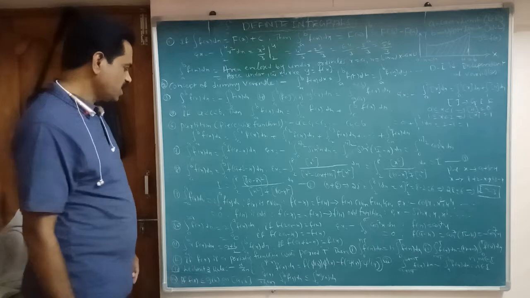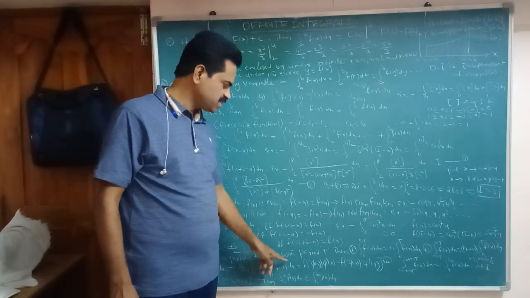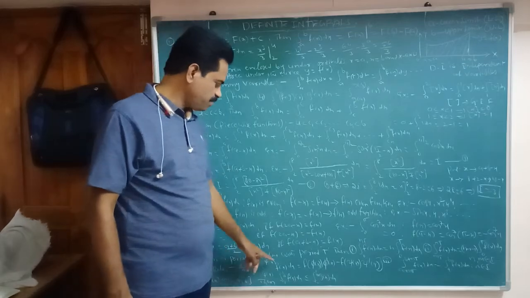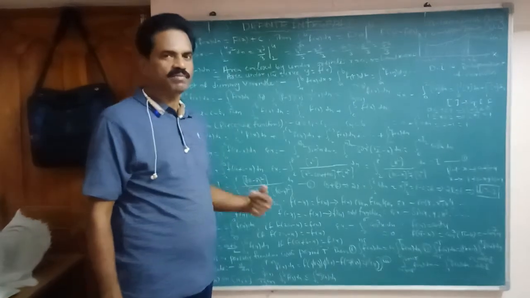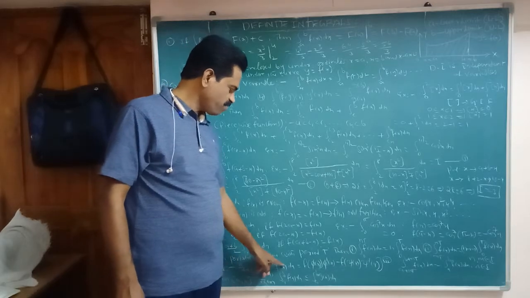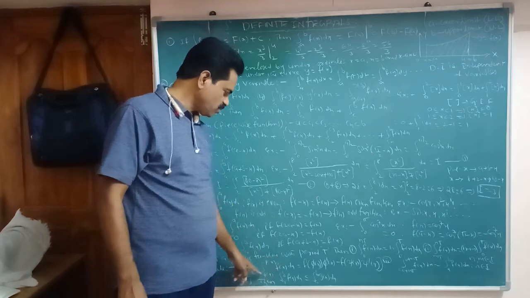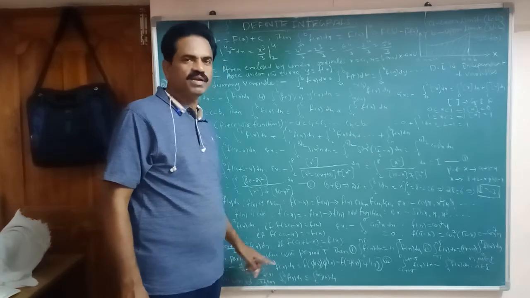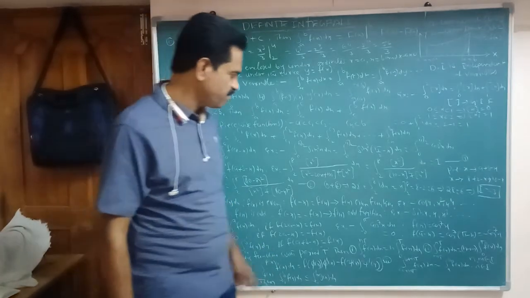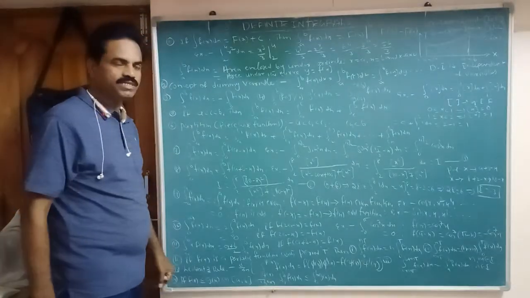Next, Leibniz rule: d by dx of the integral from psi of x to phi of x of f of x dx equals, in place of x write the upper limit, and then the upper limit derivative. That is f of phi x into phi dash x. Next minus, in place of x write the lower limit and the lower limit derivative, that is minus f of psi of x into psi dash x. So it is called Leibniz rule.